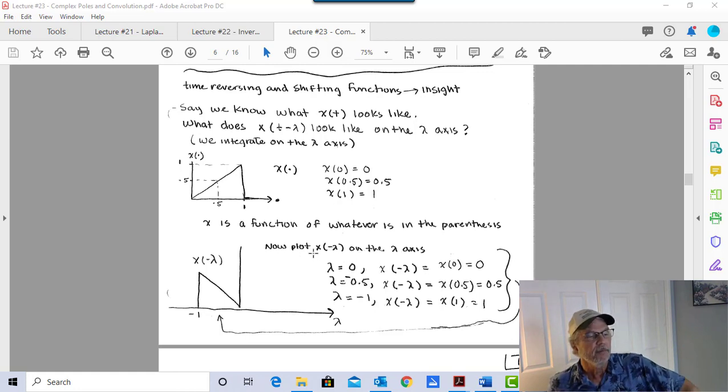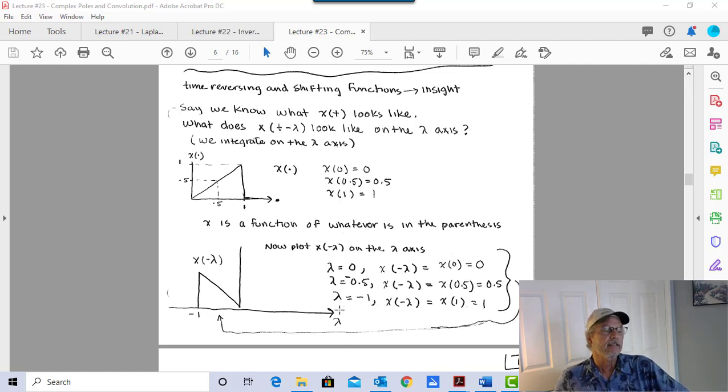So my function that I'm going to plot is x of minus lambda. When lambda equals 0, x of minus lambda is going to be x of 0, and I'm going to get 0. So here's my first point. Now let's get lambda of negative 0.5. So I want to find the value right here. So x of minus lambda is going to be x of negative 0.5, or x of 0.5. X of 0.5 is 0.5, so I'm going to get my next point right here, 0.5.